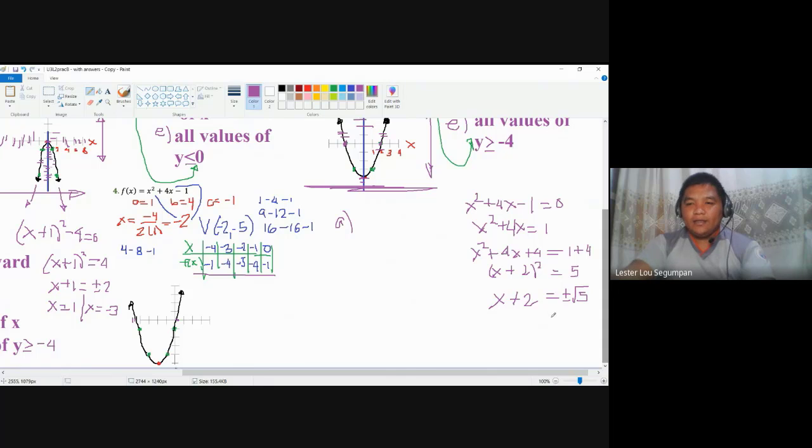Okay. And then you could just actually subtract 2 from both sides. So your roots are x is equal to positive negative square root of 5 minus 2. These are the roots. We have two roots here. X is equal to positive square root of 5 minus 2, and the other one, that's x sub 1. X sub 2 is the negative square root of 5 minus 2.